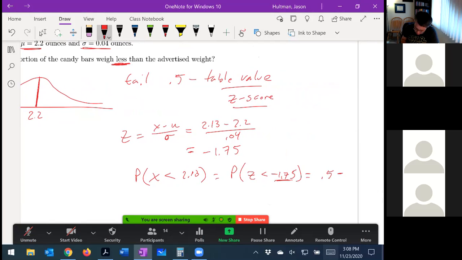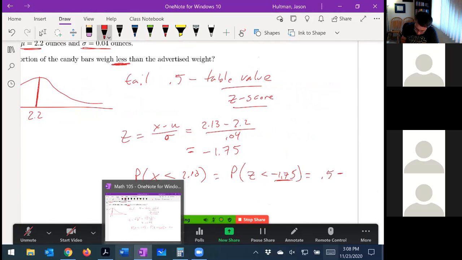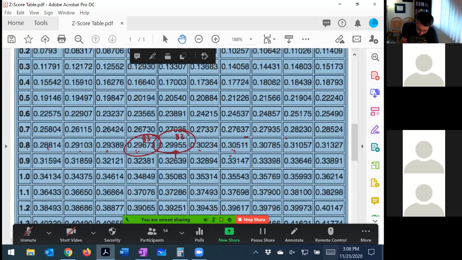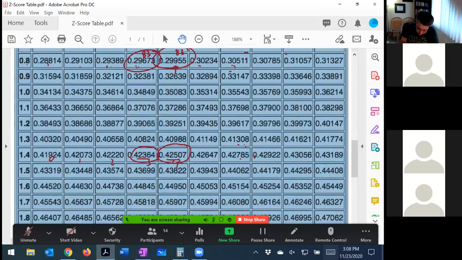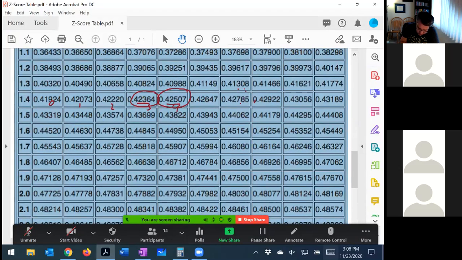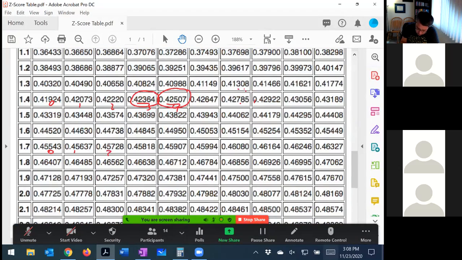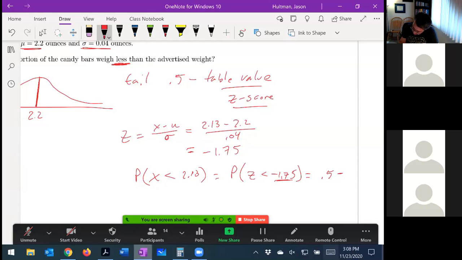So let's go to the table value of 1.75. Okay, so the table value of this is 0, 1, 2, 3, 4, 5. 1.75 is this one there. So it's 0.45994.